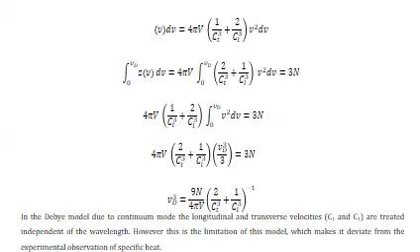In the Debye model, due to the continuum mode, the longitudinal and transverse velocities cl and ct are treated as independent of wavelength. However, this is the limitation of this model, which makes it deviate from the experimental observation of specific heat. When you calculate the specific heat by experimental methods, it will differ because the velocities cl and ct are treated as independent of wavelength. Hence, this limitation creates a discrepancy in the findings of specific heat from experimental observations.